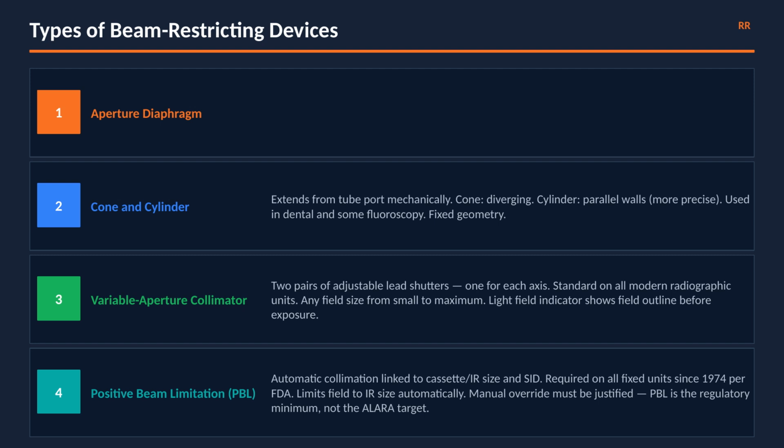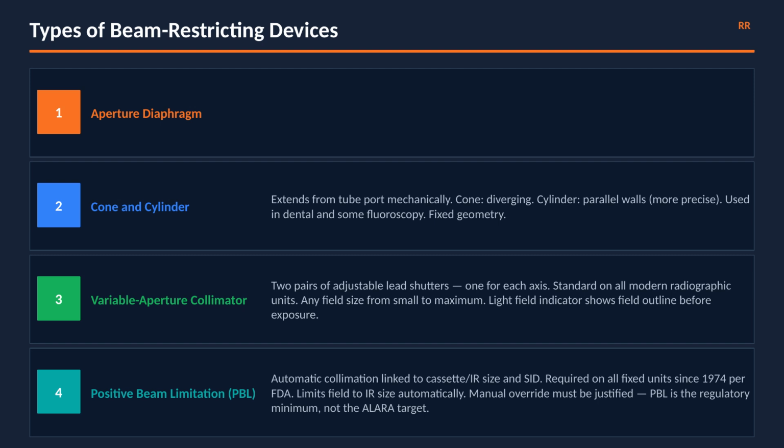Critical point: the light field is produced by a bulb and mirror. It shows field boundaries, but it does not replicate beam energy or quality. It only shows where the beam will land.